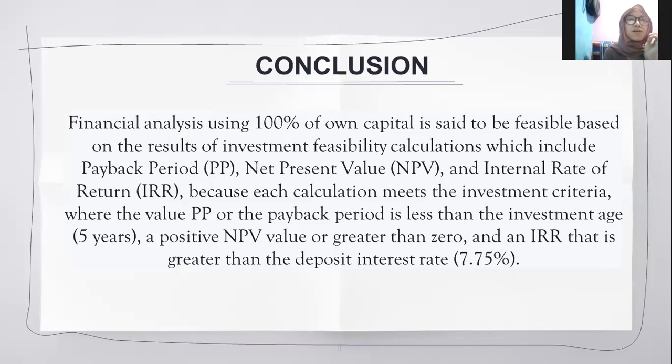So for the conclusion of our presentation, in our feasibility study, we get that the financial analysis using 100% own capital is said to be feasible based on the result of the investment feasibility calculation, which includes payback period or PP, net present value or NPV, and internal rate of return or IRR, because each calculation meets the investment criteria: the payback period is less than the investment age of 5 years, a positive NPV value greater than 0, and an IRR that is greater than the deposit interest rate of 7.75%.